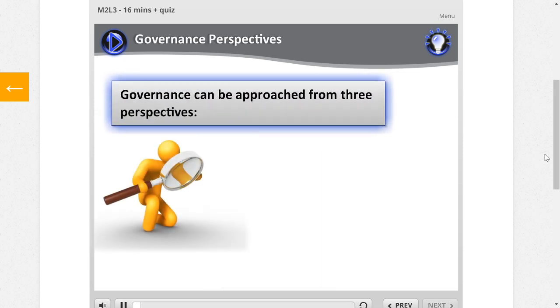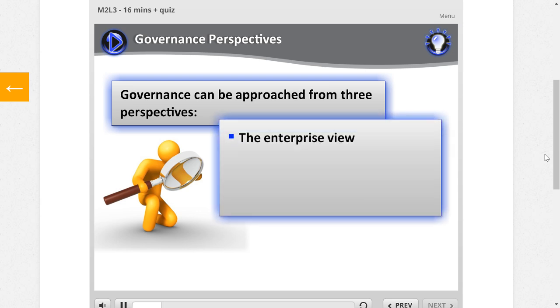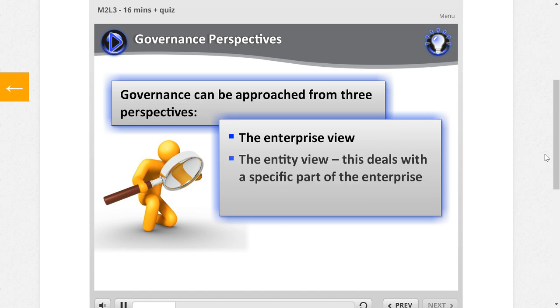Governance can be approached from more than one perspective. Three perspectives are commonly recognized. The enterprise view, that is, the governance of the whole enterprise. The entity view, this deals with a specific part of the enterprise, a business unit or a function, for example. And the asset view. Assets may be tangible or intangible. A data center is an example of a tangible asset. Intellectual property is an example of an intangible asset.